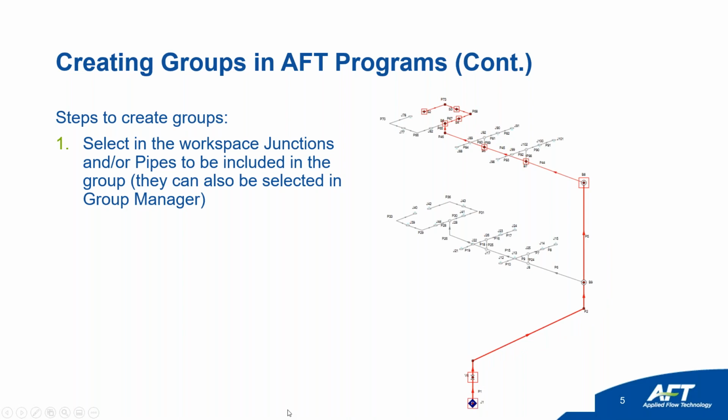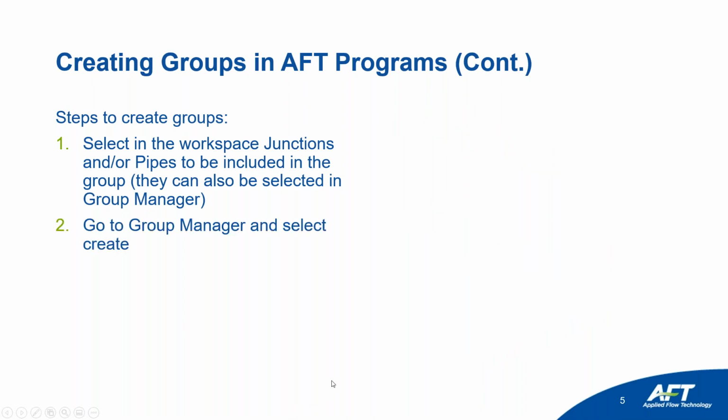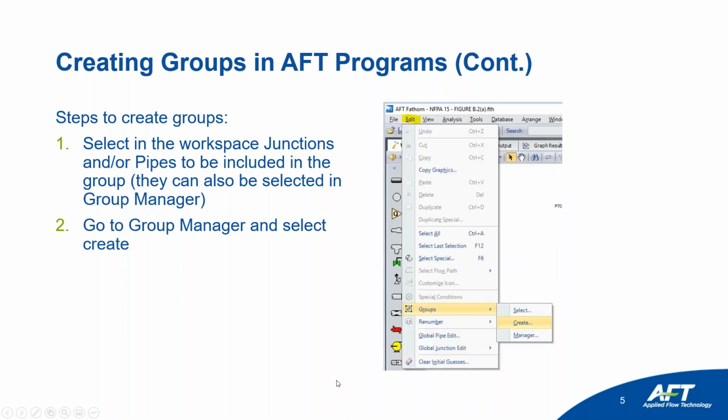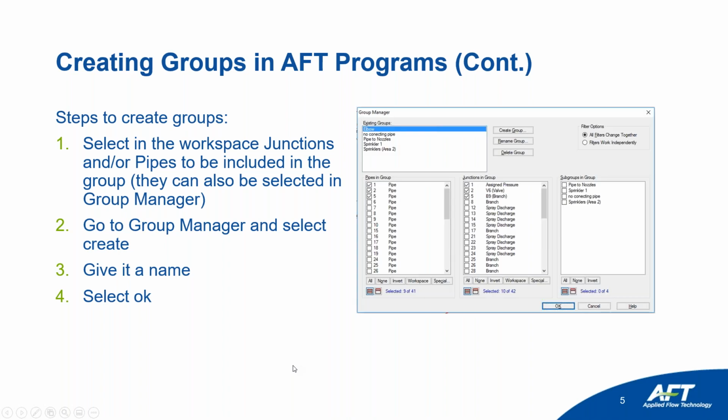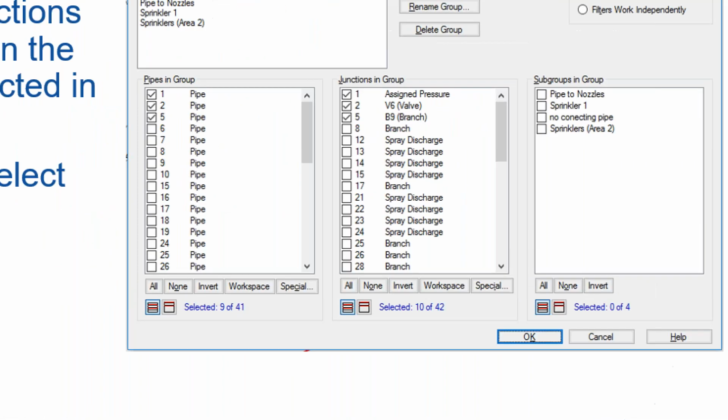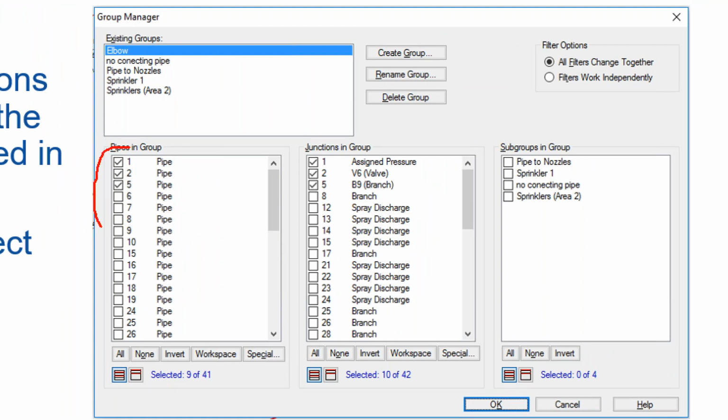Once you select on the workspace, you go to Edit, you go to Group Manager, and you select Create. Once you do that, then you give it a name and you select OK. Once you select OK, it will bring you a screen showing you the pipes that are included in the groups and the junctions that are included in the groups. If you want to add more, let's say we want to add 16, you just click on this box and you add pipe 16.